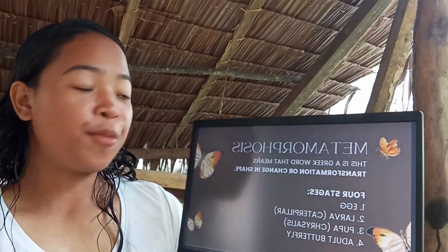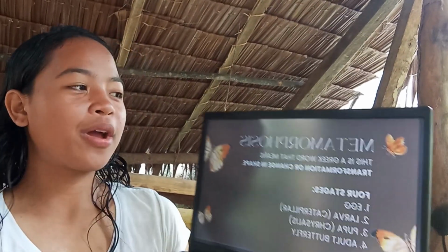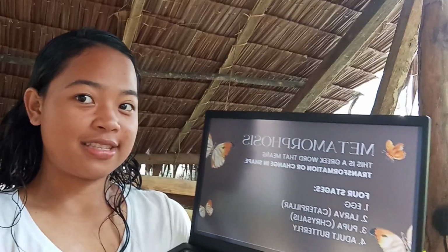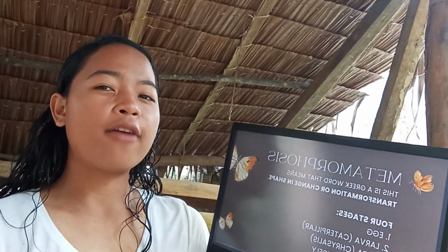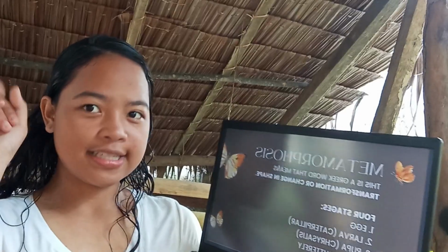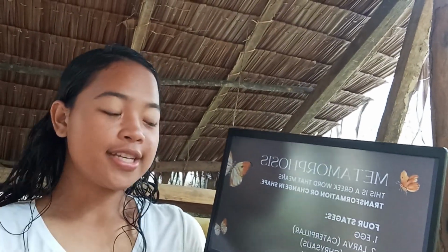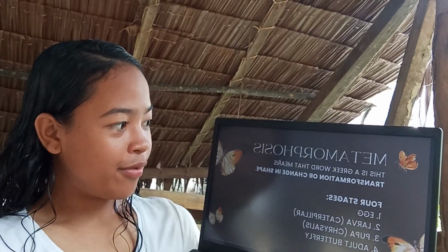Next, we have metamorphosis. Metamorphosis is a Greek word that means transformation or change in shape. That's why it is called metamorphosis. Okay, so in the butterfly life cycle, we have 4 stages. First is the egg. Second is the larvae or caterpillar. Third stage is pupa or chrysalis, and lastly, the adult butterfly. So let's dive in. What are those?